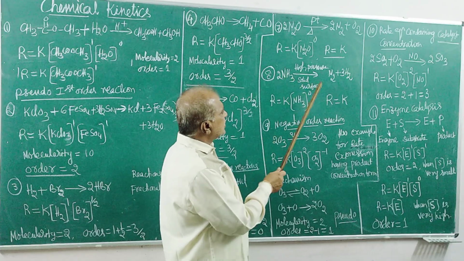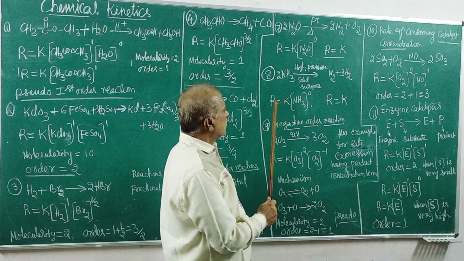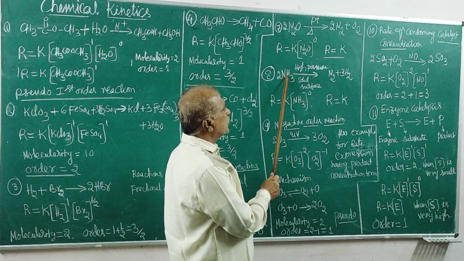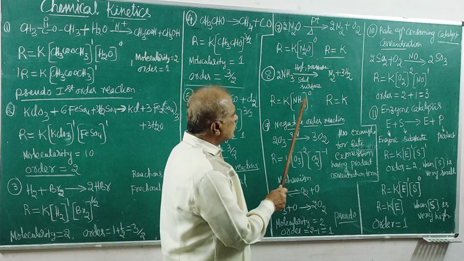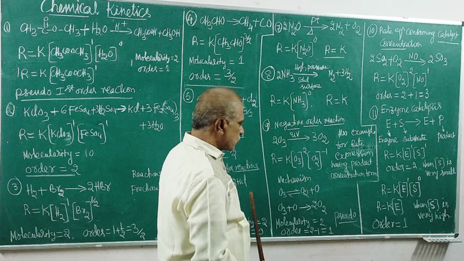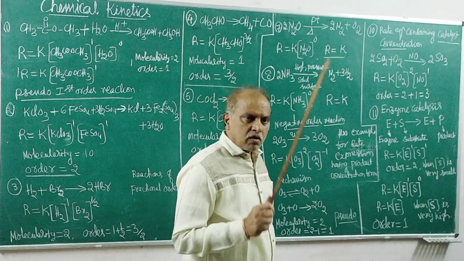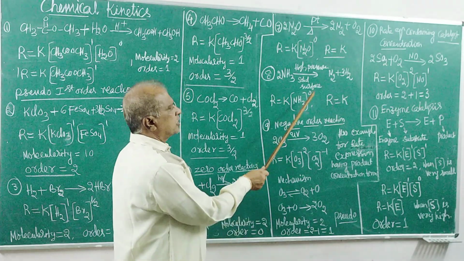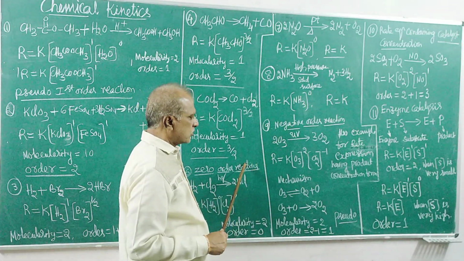So the reverse of this is a zero order reaction. The rate of this reaction is equal to the rate constant and is independent of the concentration of ammonia in this case. So this shows that there are reactions of zero order, that is, the n value is 0.